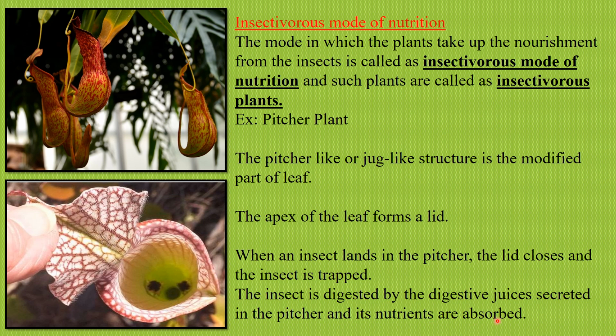Now, here you can see in the figure that the person is holding the apex part of the leaf. The black colored spots are the dead bodies of the insects which are floating in the digestive juices which are released in the pitcher plant. Now, let us see a video which is showing you more examples of the insectivorous plants. Here, the insectivorous plants are also called carnivorous plants because they eat all the living organisms that come near them.